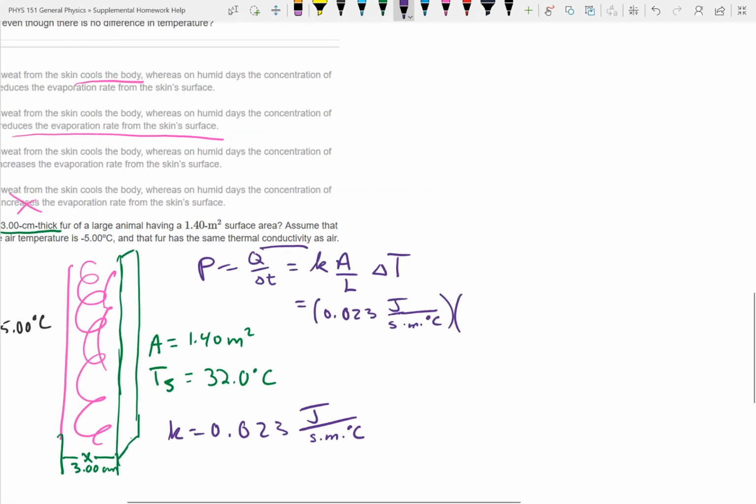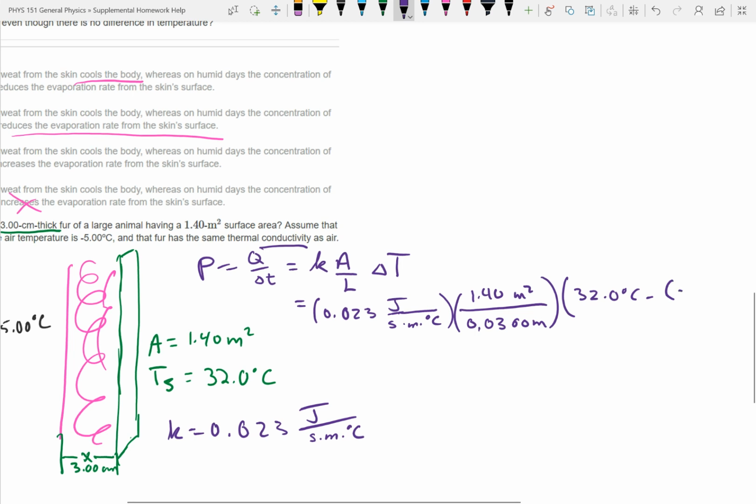My area, divided by my length. The length is 3 centimeters. What do I need to put in my equation? Meters. And then the change in temperature. That's the temperature on one side minus the temperature on the other. I'm going to put it in the form that gives me a positive number, because I know what direction it's flowing. It's going from the animal out. So I'm going to put the high temperature minus the low temperature.